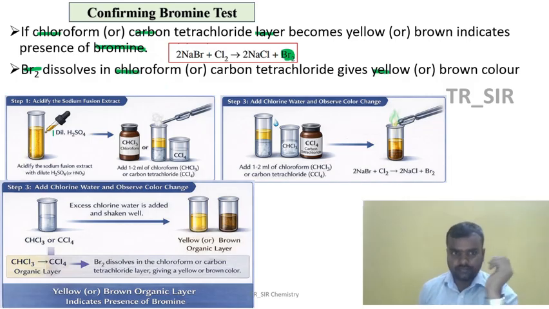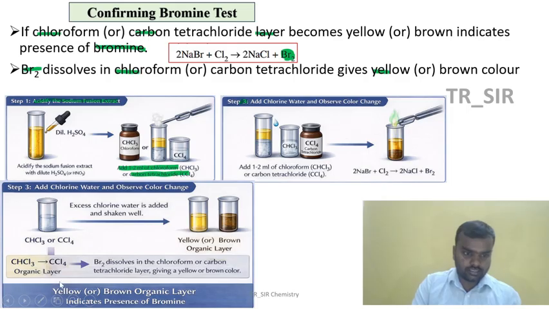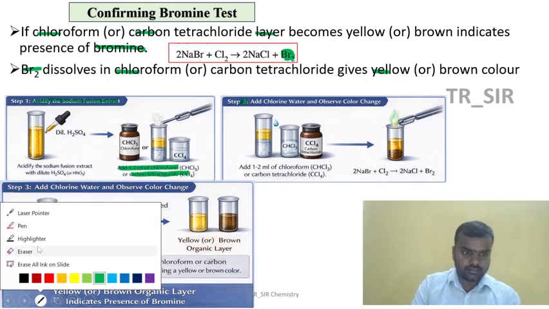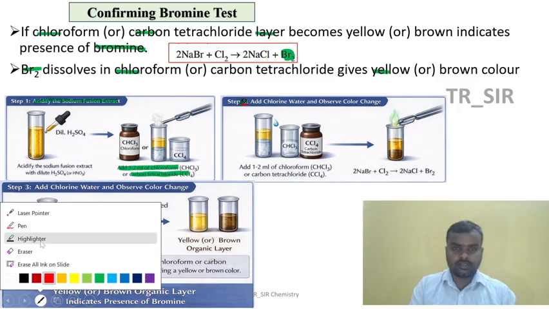Look at it step by step. First, acidify the fusion extract with sulfuric acid or nitric acid. Then add 1 or 2 ml of chloroform or carbon tetrachloride. After adding, what will happen? This is the second step, not the third step. Add chlorine water, this is step 2. Let me write it here, it was wrongly printed. Now in this step 2, what is happening here?